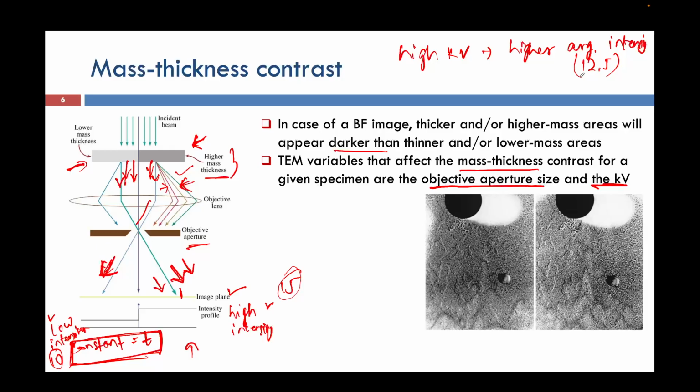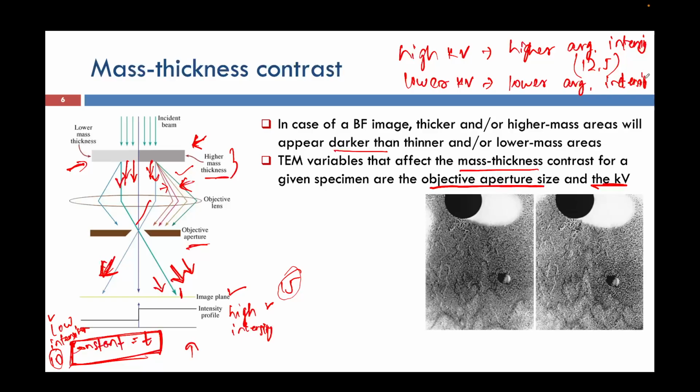If I am giving a lower kV, what will happen? Lower average intensity. Lower average intensity means my intensity will be lower, and from the contrast mechanism on the first slide, what we have studied is that lower intensity gives you better contrast, right? So in this case, the variation between the higher mass thickness and the lower mass thickness electron beam will be large, and in that case my contrast will be higher.